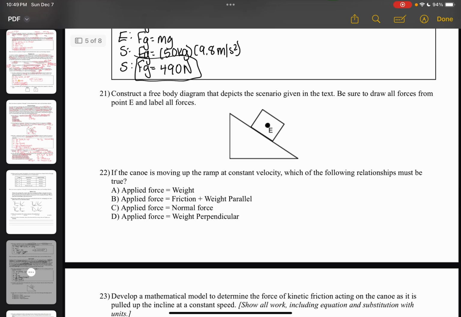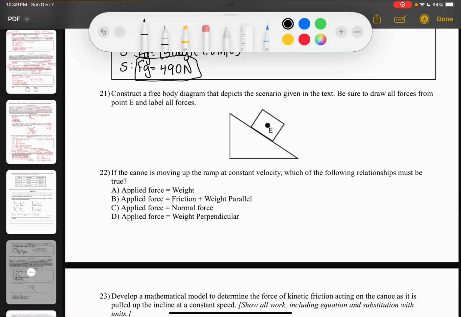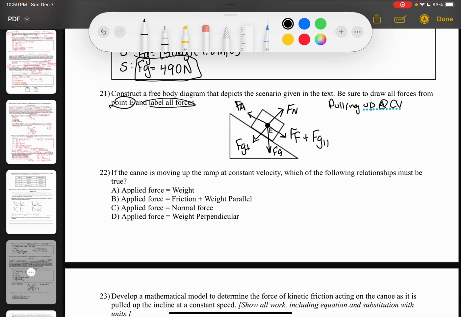Question 21, construct a free body diagram that depicts the scenario given in the text. Be sure to draw all forces from the point and label all forces. So we have pulling up the incline at a constant velocity, right? It says at a steady pace. So the force of gravity pulls downwards. Fn pushes up off the surface, it's perpendicular. We have an applied force going up the inclined plane, opposite to Fn is Fg perpendicular. And then because you're moving up the inclined plane, you have the force of friction plus your weight parallel, right? Because that's the force that's always responsible for the sliding motion down the inclined plane.